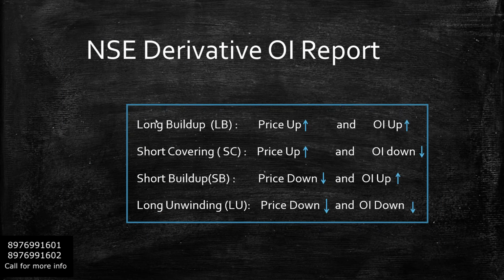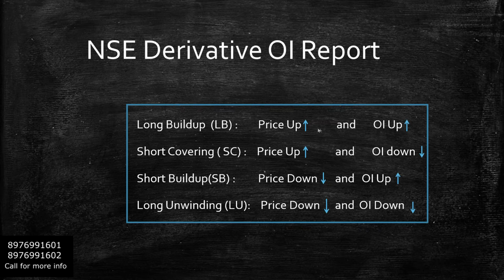Why I said LB would be the perfect one to look for as an option buyer: LB means, first of all, long build-up. Whenever we go for open interest, the option strike price can be segregated into 4 parts. One is long build-up, next is short covering, next is short build-up, and the last is long unwinding. First we'll cover long build-up. What happens in long build-up is price up, which means the premium of the strike price is going positive.